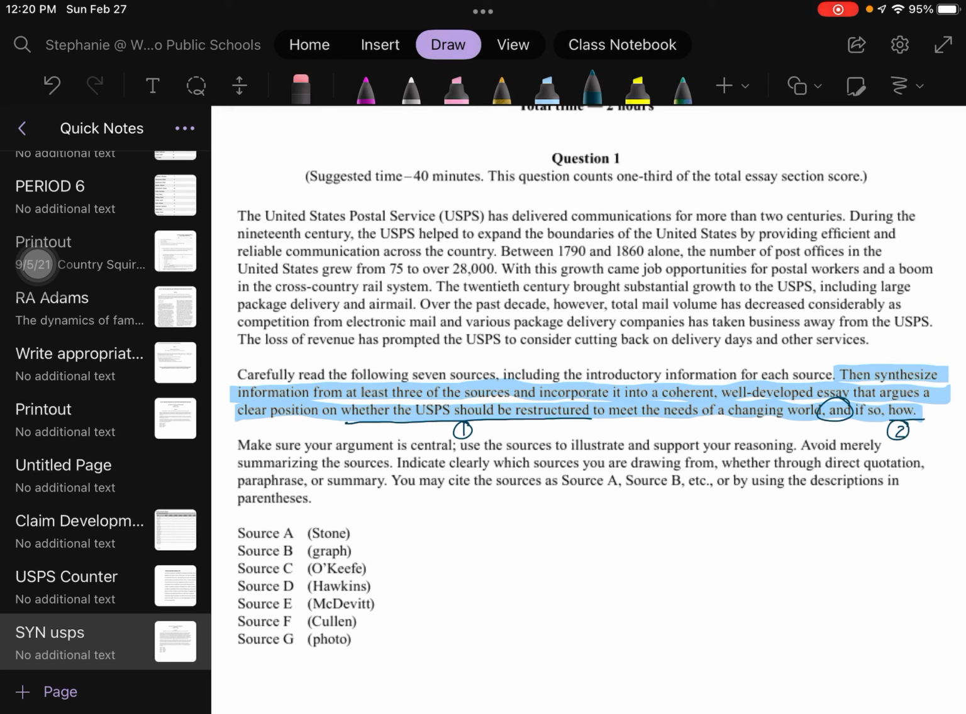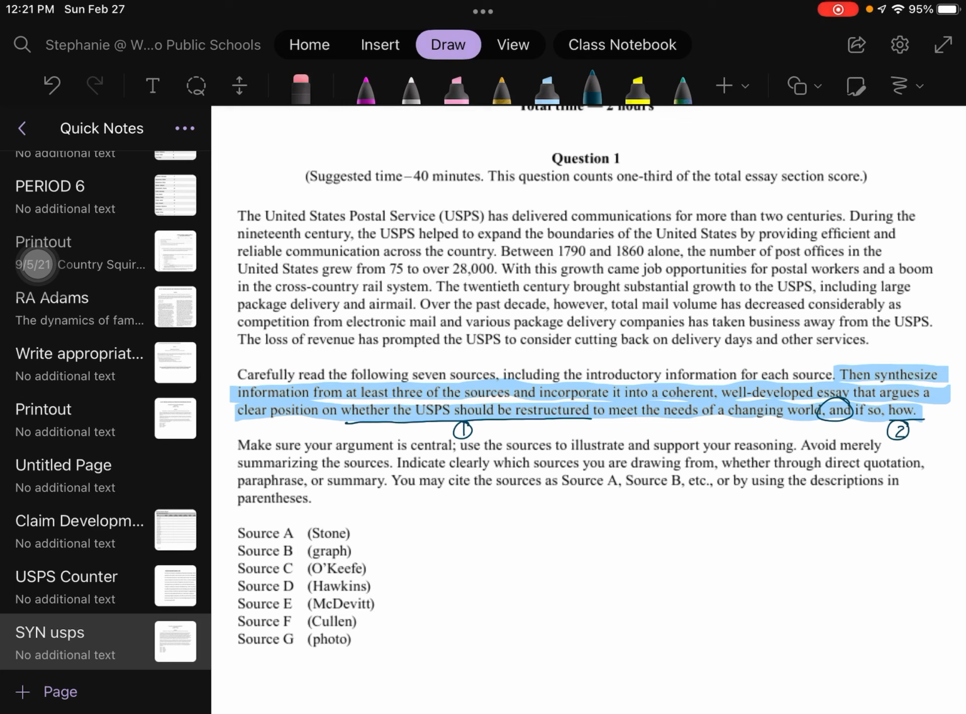So I've highlighted the task statement. This is a synthesis prompt or question 1. And it says, then synthesize information from at least 3 of the sources and incorporate it into a coherent, well-developed essay that argues a clear position on whether the USPS should be restructured to meet the needs of a changing world, and if so, how.